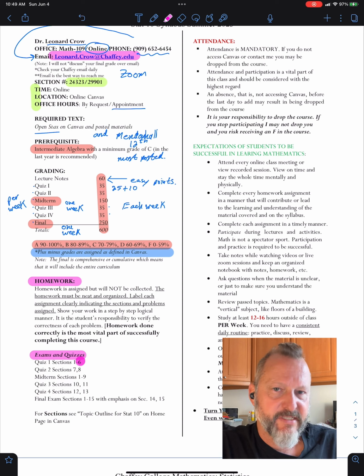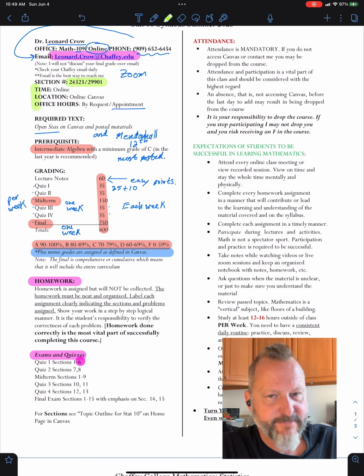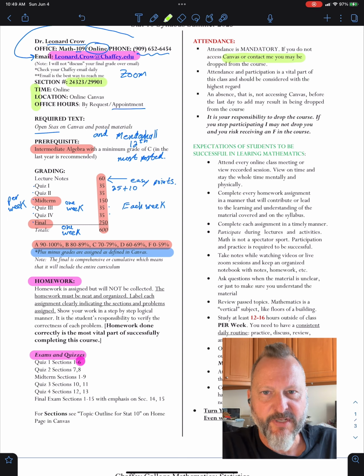Attendance is really just accessing Canvas, showing that you're doing stuff. Expectations, please read through that. I write this pertaining to obviously in class, but I tweaked it a little bit for online.